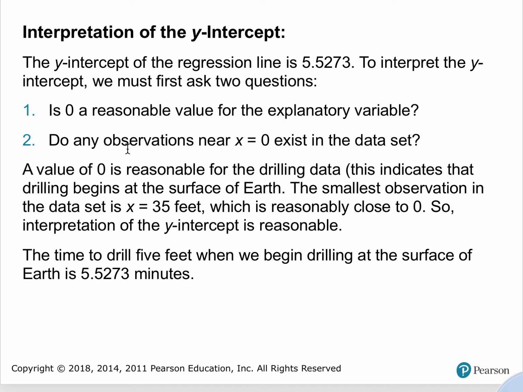So let's think about our example first. A value of 0 is reasonable for the drilling data. That would just indicate that drilling begins at the surface of the Earth, right? And the smallest observation is 35, which is reasonably close to 0. If you're talking about drilling miles down into the Earth, 35 feet is reasonably close to 0. So the interpretation of the y-intercept is reasonable, which would be the time to drill 5 feet when we begin drilling at the surface of the Earth is 5.5273 minutes.